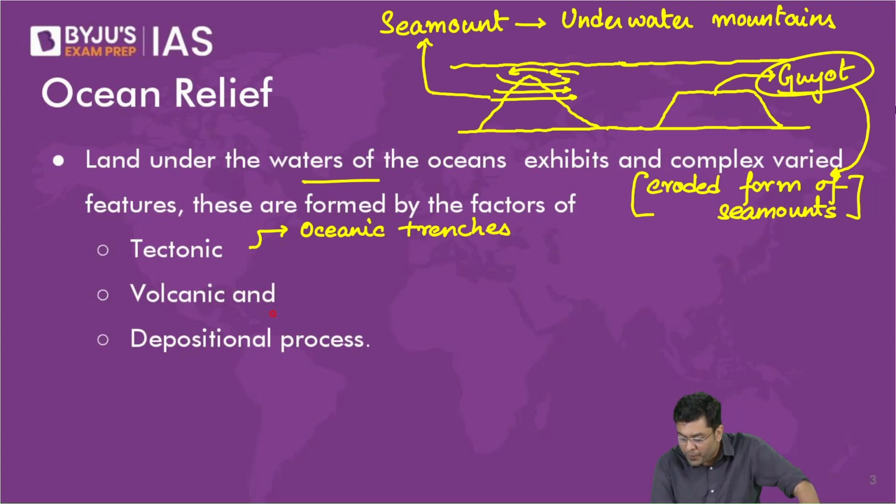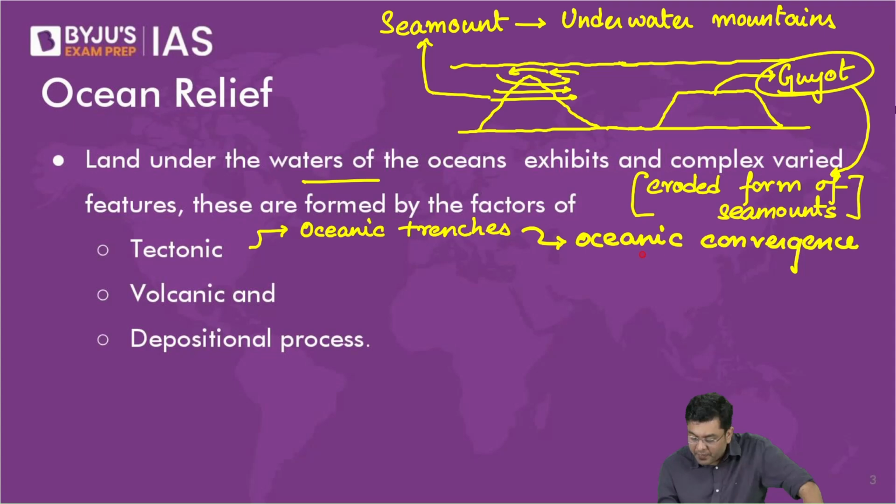Now, which kind of tectonic movement will lead to the creation of oceanic trenches? Which kind of tectonic forces and which kind of tectonic movement? Yes, it will be the convergent, that is oceanic and oceanic, continental. So oceanic convergence will lead to the creation of oceanic trenches. Okay, oceanic convergence. That will lead to creation of these tectonic landforms.